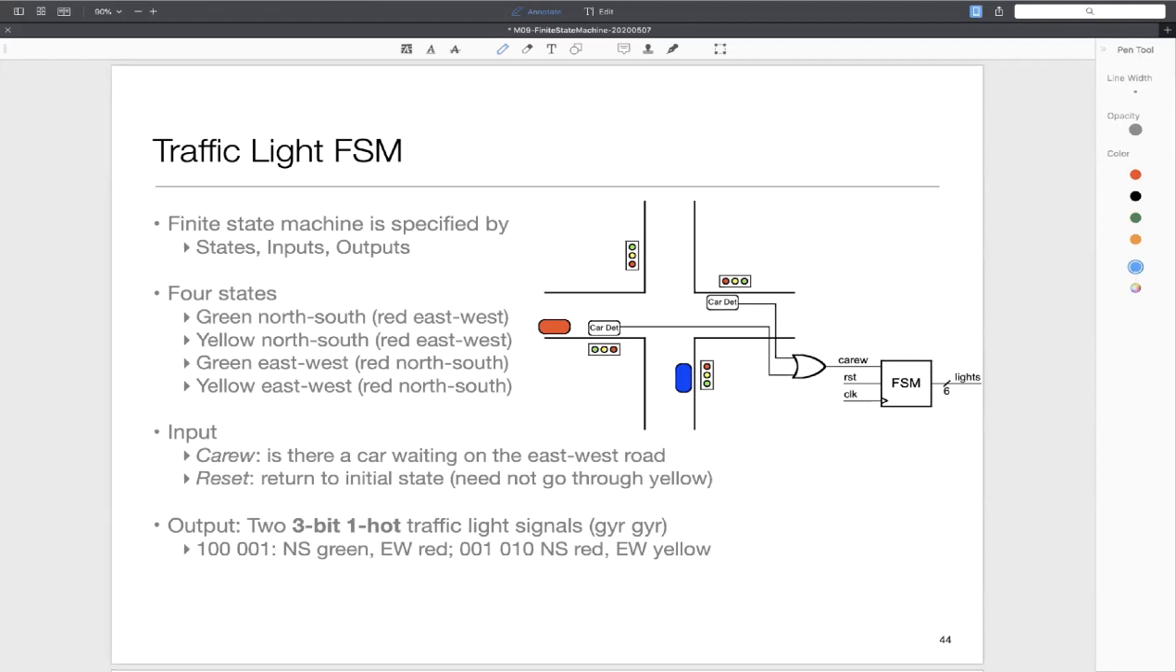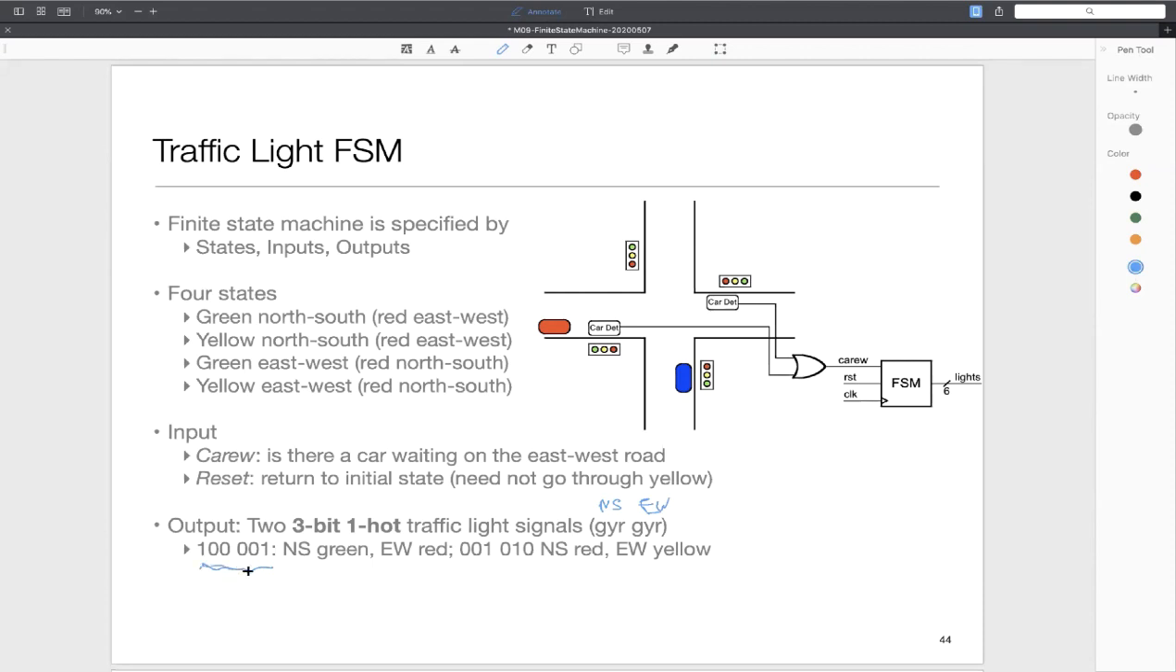So that's what we have done out here. So for example, if I have this symbol, the idea is that we have green, yellow, red, for north, south, and for east, west. So essentially, I have a vector of 6 where the first 3 bits form 1 hot coding for north, south, and the second 3 bits correspond to 1 hot coding for east, west.